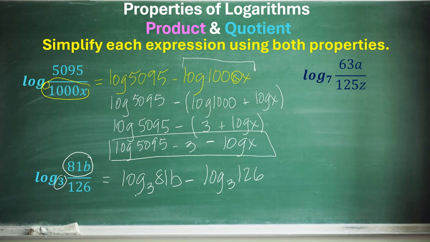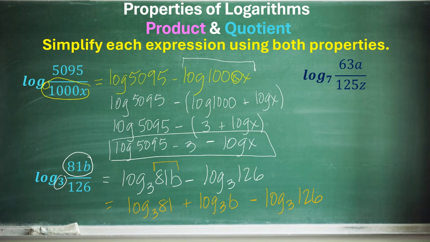So I still have a multiplication in the numerator, so I'm going to want to deal with the fact that this is being multiplied to get the variable by itself. So I'm going to say log base 3 of 81. And now my property says I add these together, log base 3 of b, minus log base 3 of 126.